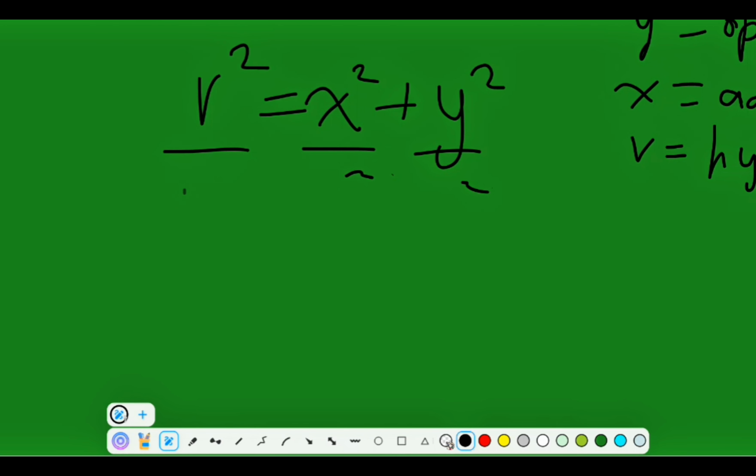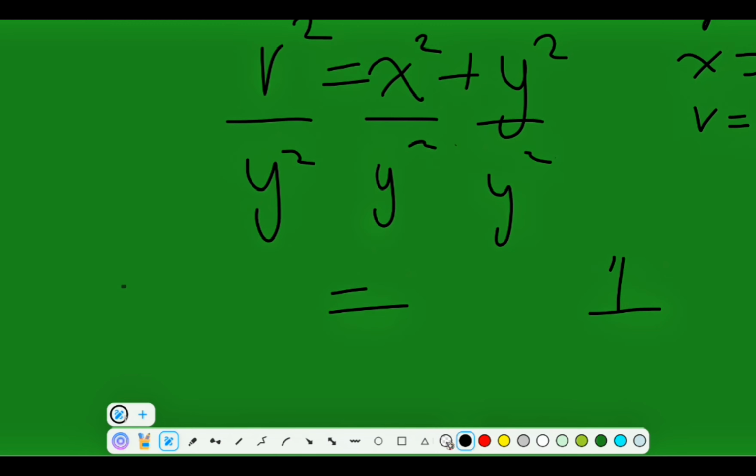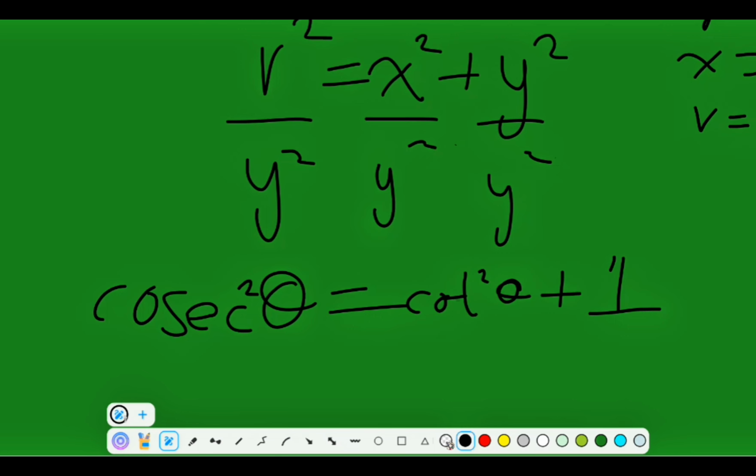Now let's divide by y squared. The reciprocal of sine is cosecant, or cosec. The reciprocal of cos is secant, or sec. The reciprocal of tangent is cotangent. Since sine is y over r, the reciprocal of sine gives cosec squared theta. I'll just be using theta as an angle. The reciprocal of tangent is cot. We'll be writing cot squared theta plus 1. I can also identify what other identity is equal to 1: cosec squared theta minus cot squared theta is equal to 1.